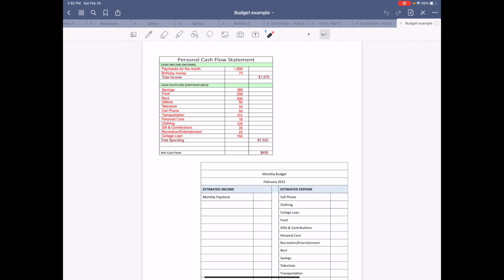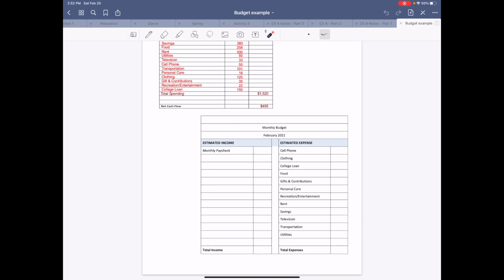Okay, so when we start preparing this, we're going to take a look at what are our fixed income and our fixed expenses, because those are the easiest ones to work with. So to start with, our monthly paycheck, I'm going to just put a star by the fixed ones. Okay, cell phone bill would be the same every month. Clothing's going to be different, so that's variable. Our college loan that we pay back, we have to pay back the same amount every month. Food's going to be different. Gifts and contributions might be different every month or are variable. The same with personal care and recreation.